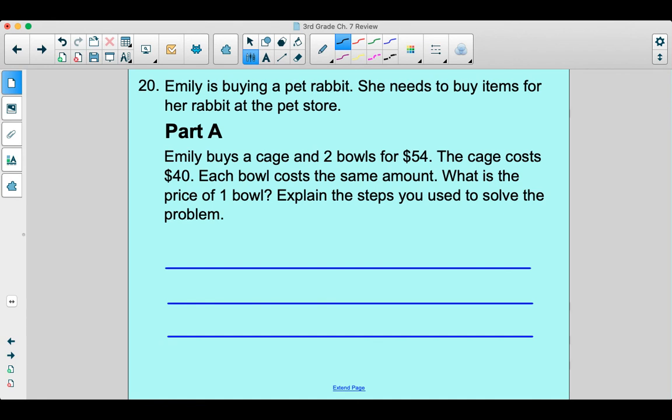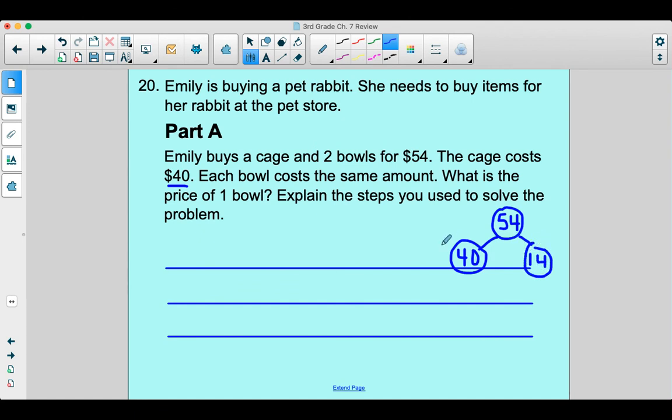Well, you guys, you know my secret, right? You know I love number bonds. So I just love to use them as I'm thinking. So here's my $54. There's my total, right? Then we know that the cage costs the most, right? So here's the cage, $40. And then we know that there's $14 left, right?